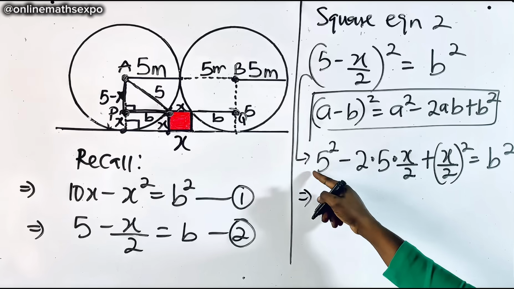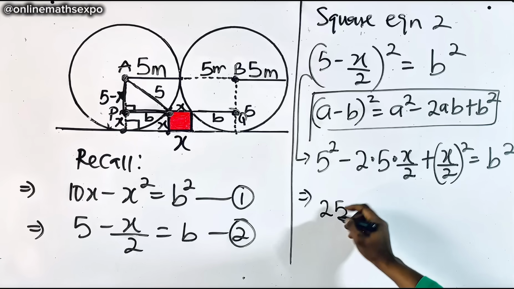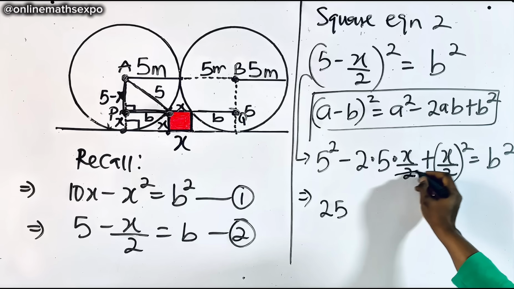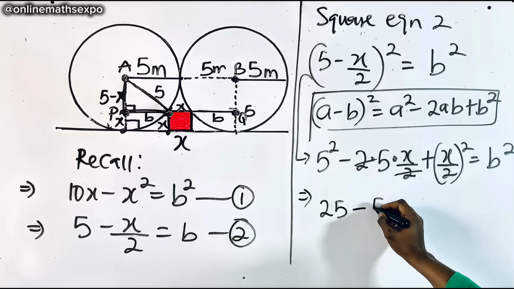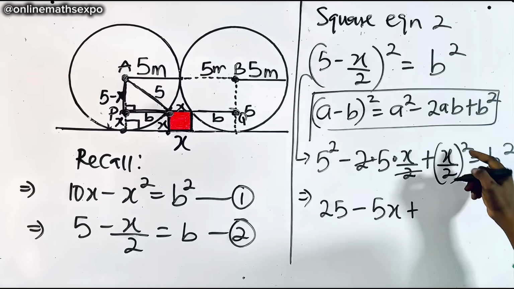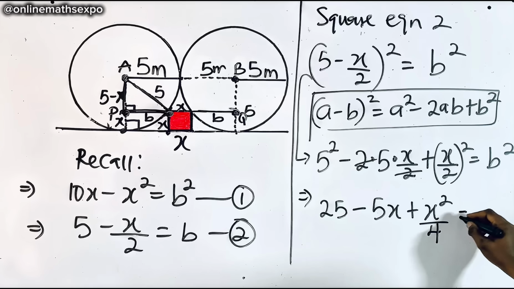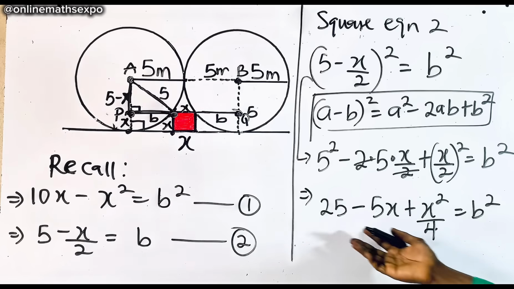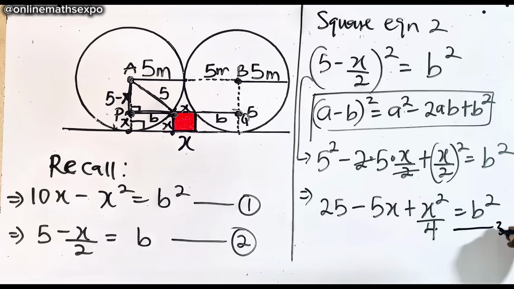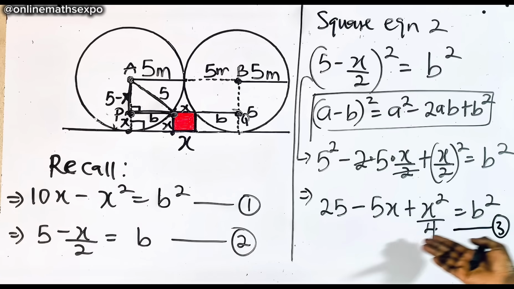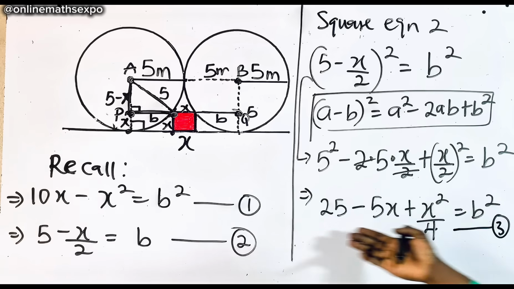So 5 squared gives us 25. If you multiply this, you see that the 2 cancels, and we have minus 5x. Squaring x over 2 gives us x squared over 4, which is equal to b squared. So we can call this equation 3. Now let's bring equation 1 and equation 3 together.